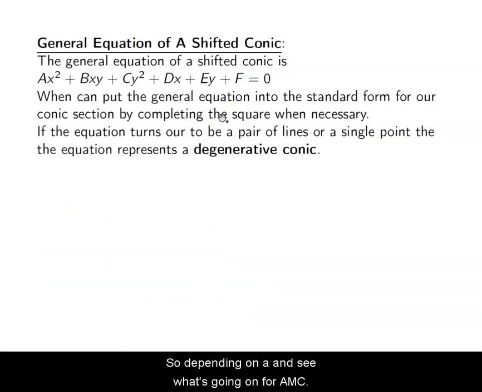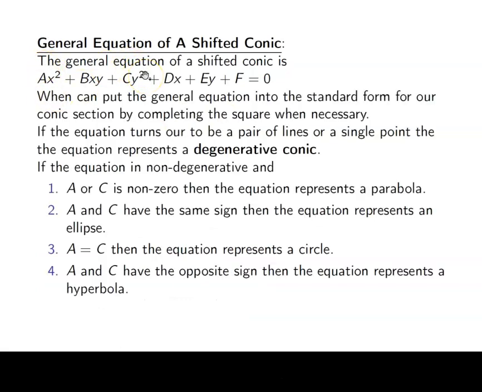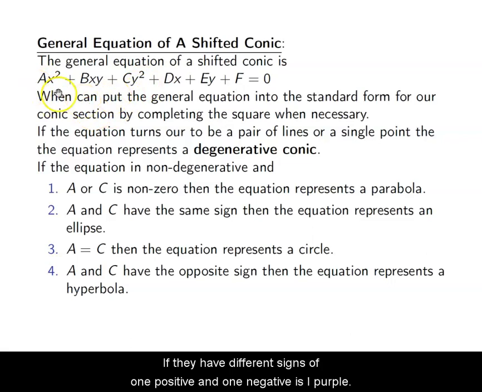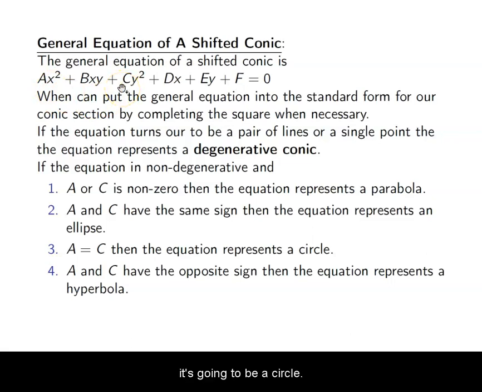So depending on what's going on with A and C, it's easy to tell what I have. Again, if I only have an x squared or only a y squared, parabola. If they're both positive, it'll be an ellipse. If they have different signs, if one's positive and one's negative, it's a hyperbola. And if the values for A and C are identical or the same, then it's going to be a circle.